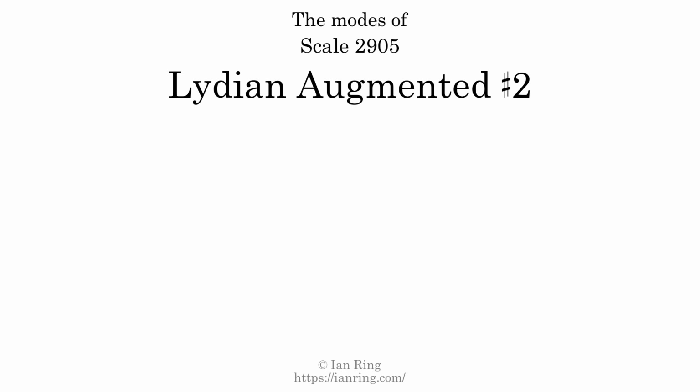This scale has 7 modes. The first mode is itself. The second mode is scale 875, also known as Locrian double flat 7. It sounds like this.